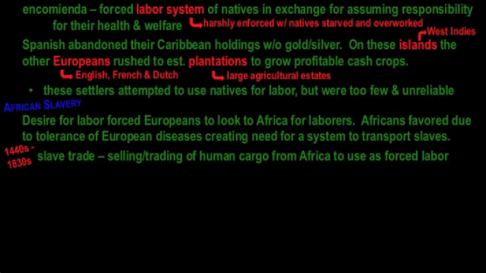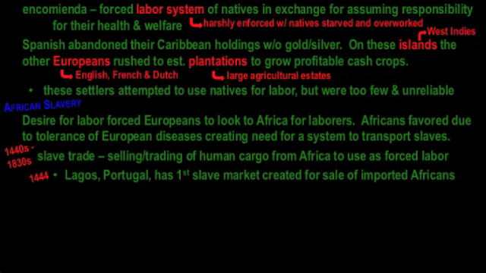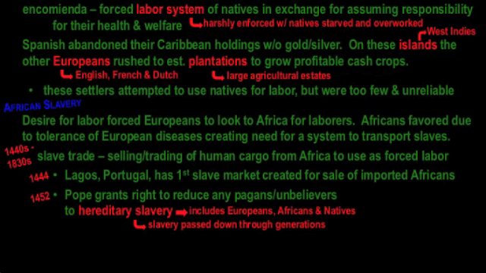So from the 1440s up until about the 1830s, roughly, you have the slave trade, the selling and trading of human cargo from Africa to be used as forced labor, as slaves. Now, 1444 is the first time that we see in Europe, in a place called Lagos, Portugal, the very first slave market used for the importation of Africans for forced labor. Less than a decade after that, the Pope in 1452 grants the right to reduce any type of pagan or unbeliever to hereditary slavery, which is slavery passed down through generations.